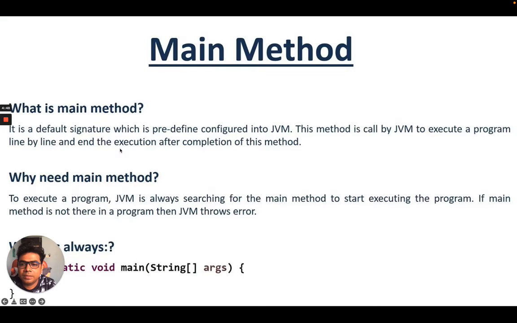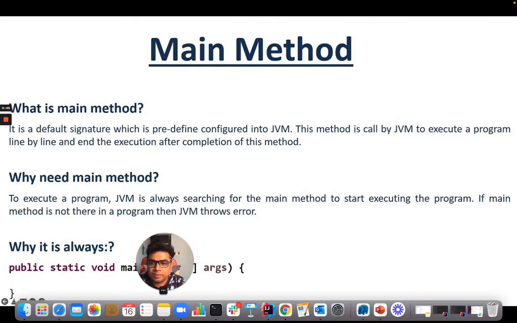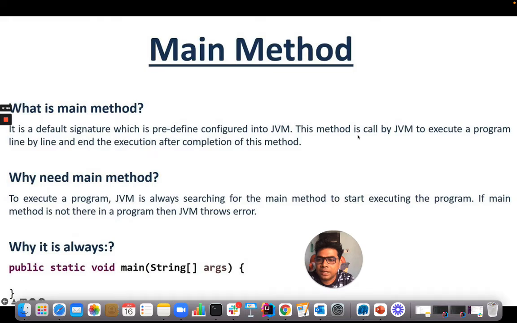As we all know, the main method is the entry point for Java programs. It is the default signature which is predefined and configured into the JVM. That's why we cannot change its signature. This method is called by the JVM to execute a program line by line. So this is the main entry point from where the JVM executes your code.